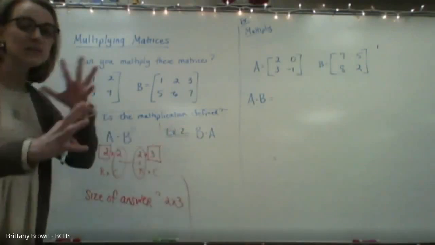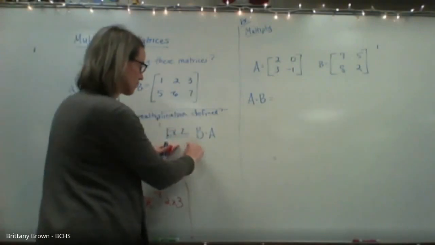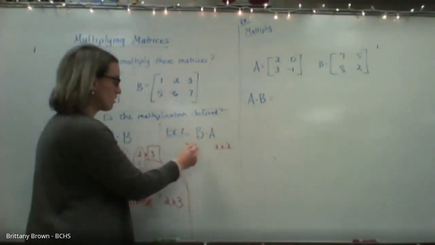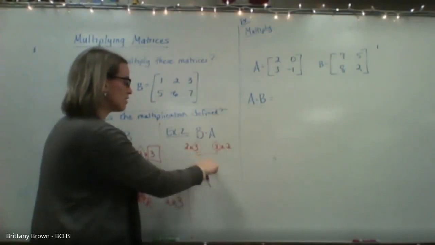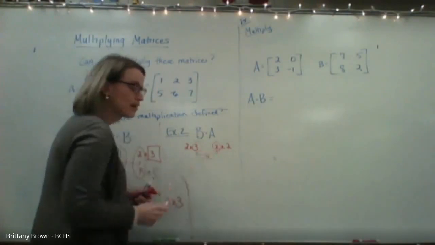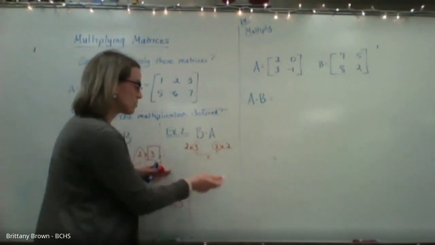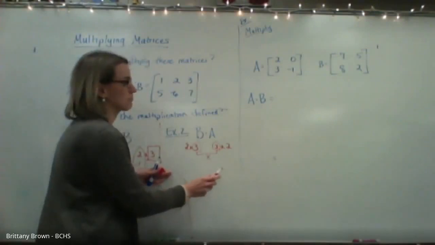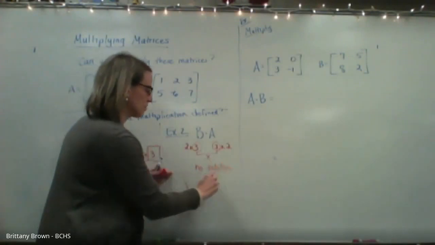All right, so let's look at it the other way. Let's look at B first. You told me B was a 2 by 3, and A is a 2 by 2. So here's my question. Do these numbers match? Are the columns of B the same as the rows of A? And the answer to that is no. If these numbers are not the same, you cannot multiply these matrices. So this multiplication is not defined. You would just say something like no solution, or undefined.